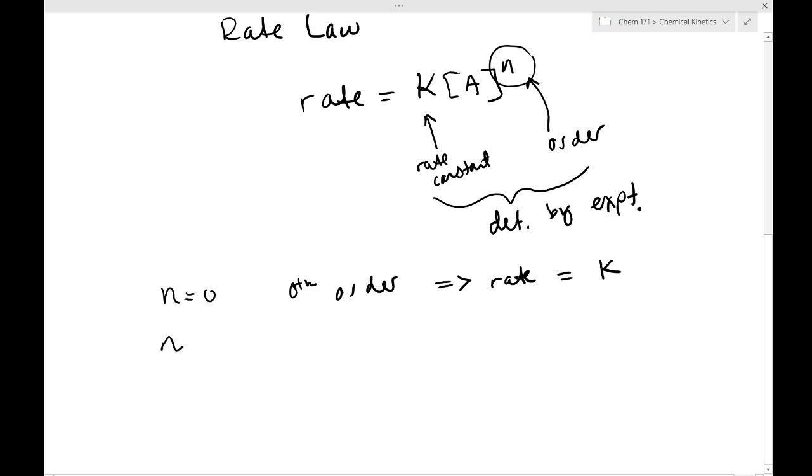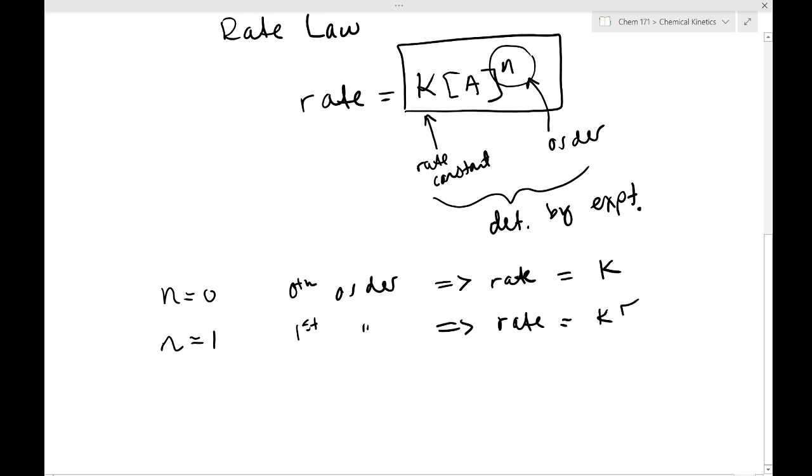The next common occurrence is n equal 1, and this is a first order reaction. When you look at this equation up here, when n is equal to 1, the rate of the reaction is equal to K times the concentration of the reacting species raised to the 1st power. So now we have a rate that is dependent on the concentration of A. This is called a first order equation. As A decreases, the rate also decreases, and it's a 1-to-1 decrease.